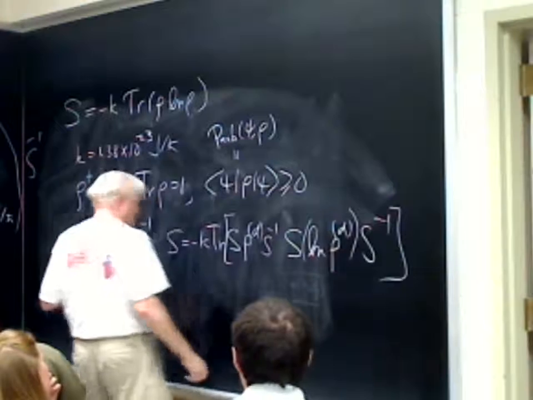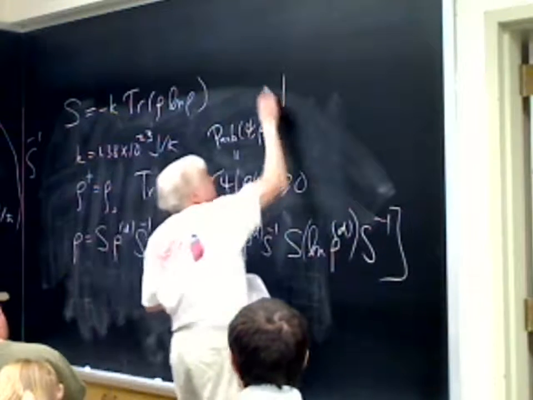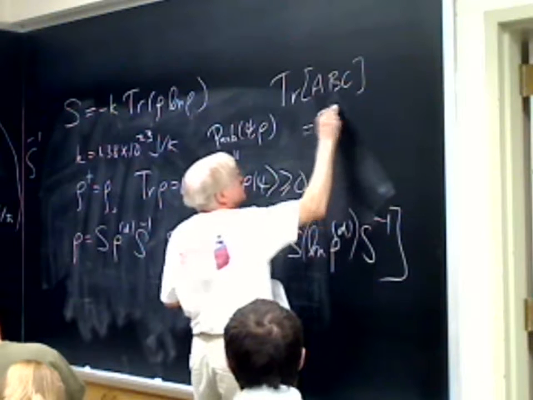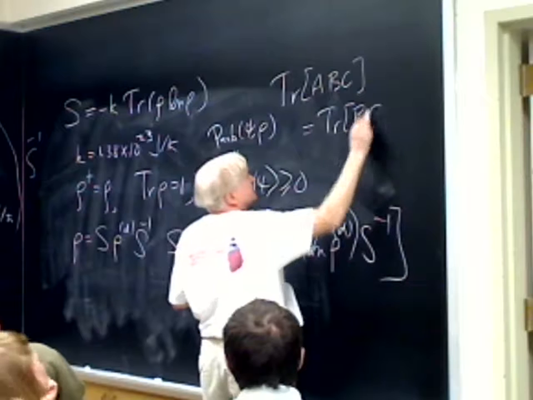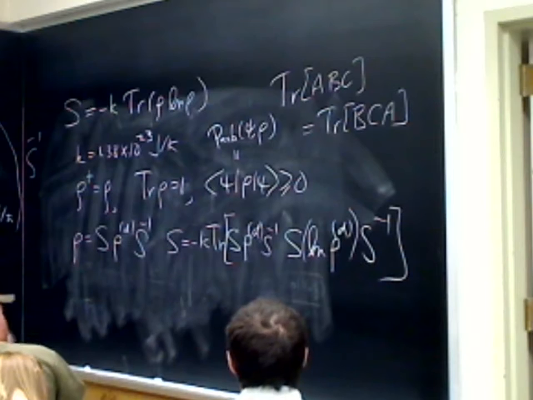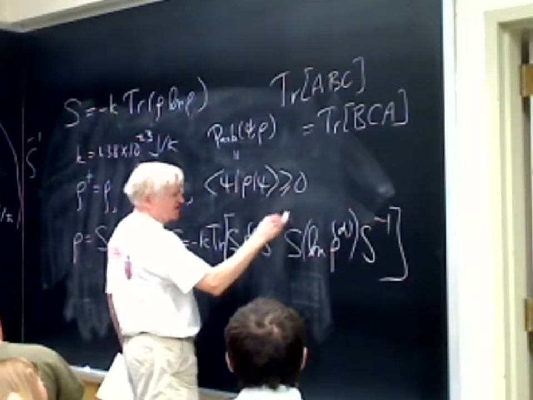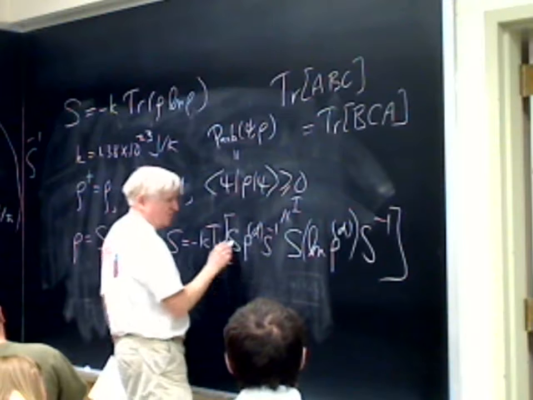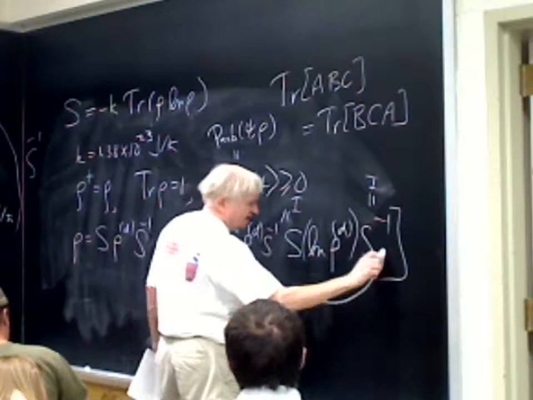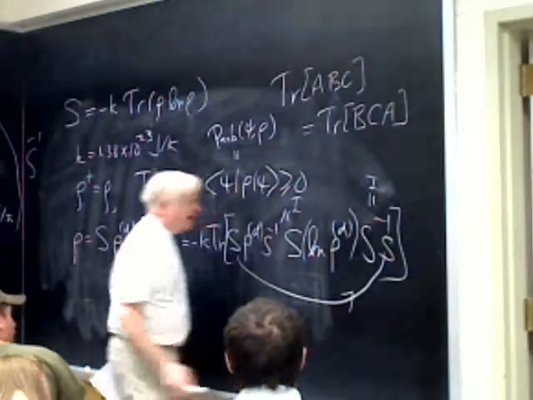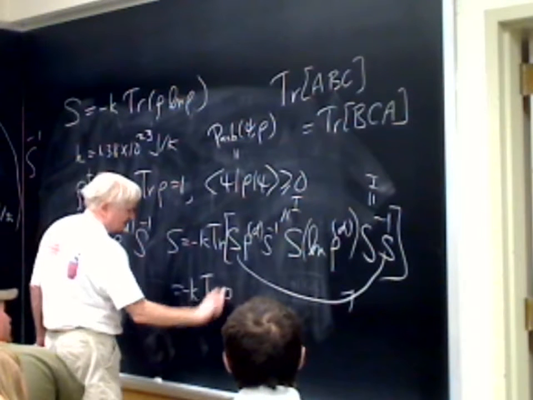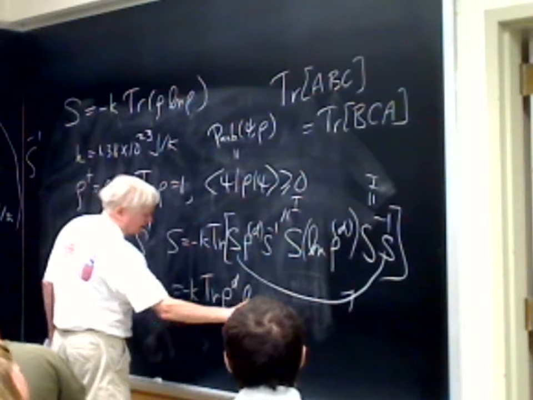Now the trace, remember, trace of ABC is equal to the trace of BCA. Trace is cyclic, and consequently you can take this S inverse S, which just gives the identity matrix. You move this S to the end, you have again the identity matrix, and you bring the S over here. And so the entropy then is minus k trace of rho diagonal log of rho diagonal.